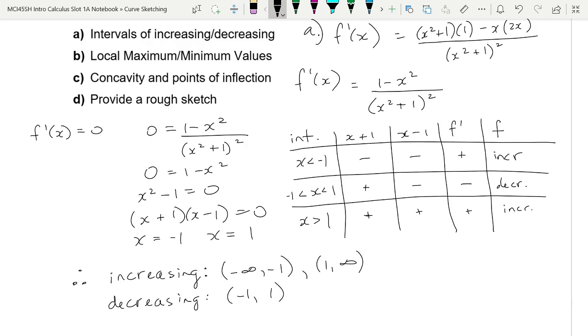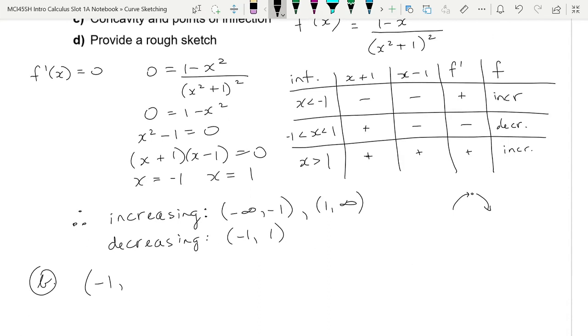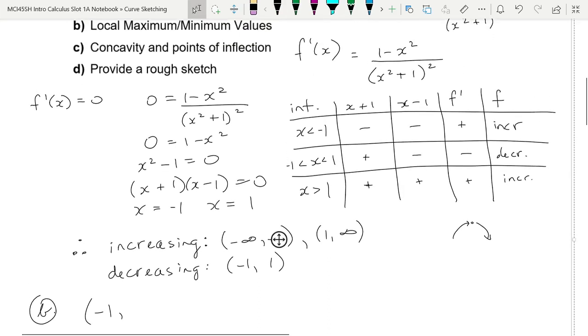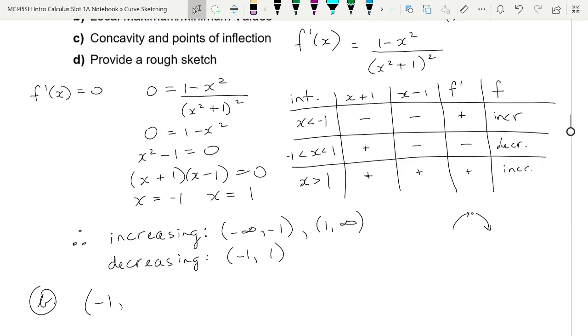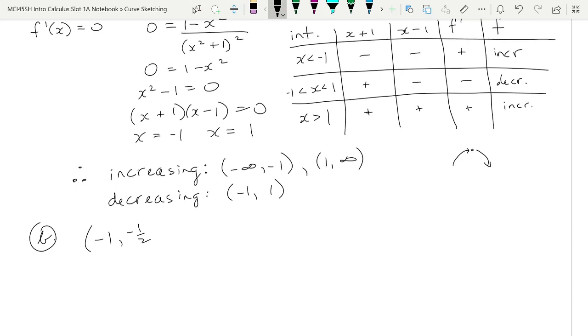So there we go. We've answered A. Now, are those local maximums and local minimums? Well, yes, they are, because if you change from increasing to decreasing, that means that point is a local max. So for the B answer, I can say that at x = -1, let's figure out the actual y coordinate of that. The y coordinate, when x is -1, I get -1 over 1 plus 1, so I get -1/2. So -1/2 is a local... It was on the way up, then on the way down, increasing on the left, decreasing on the right. So it's a local maximum.